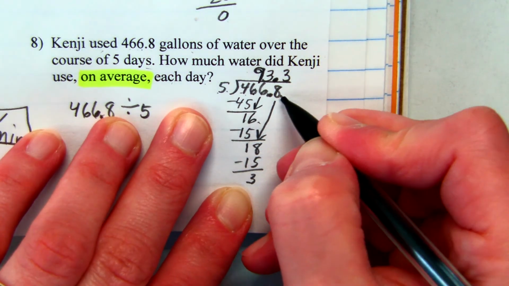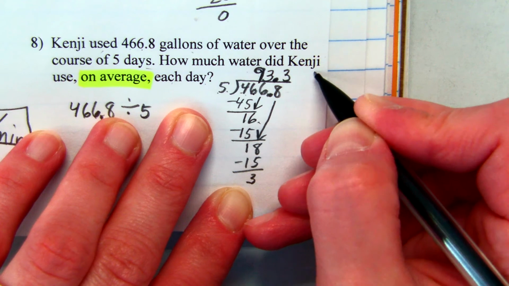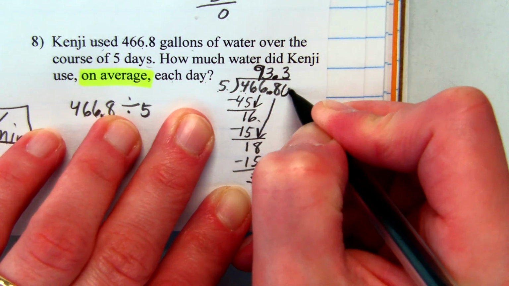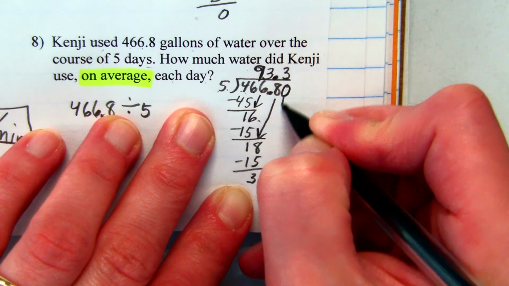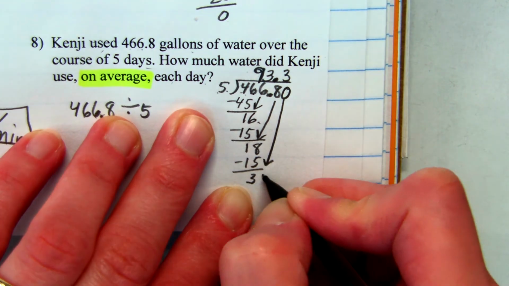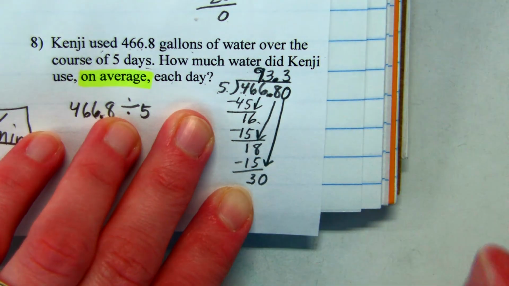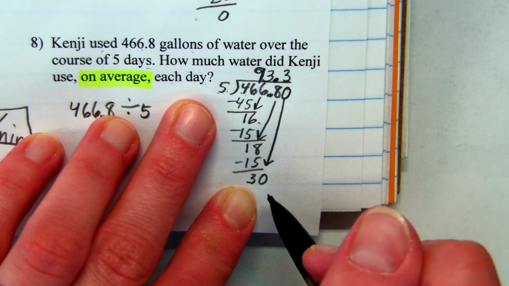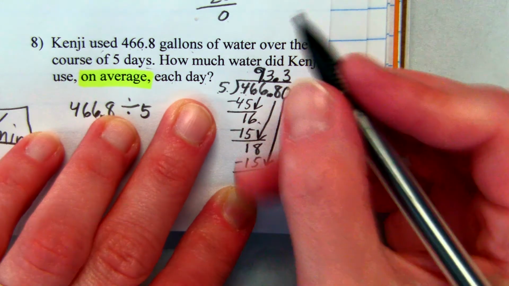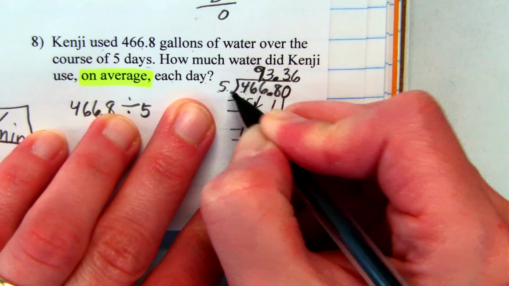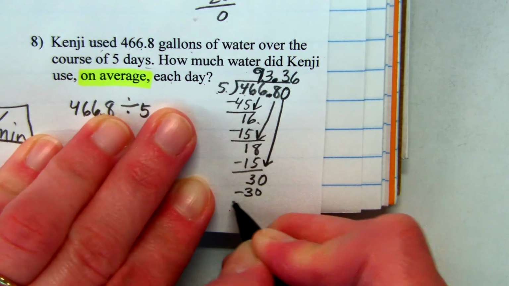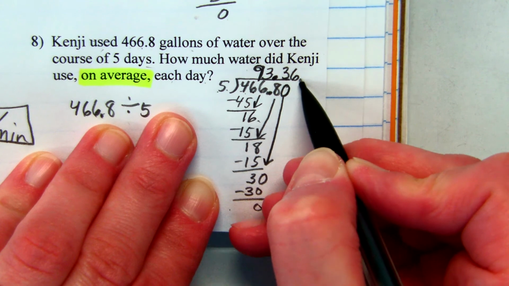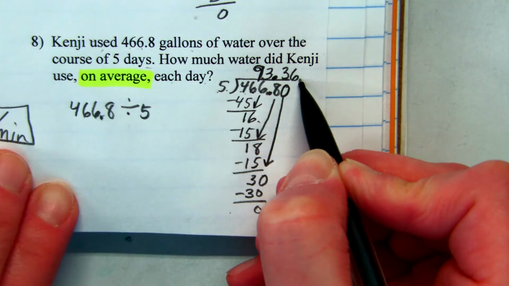And then I'm out of numbers, but I want to keep going until my decimal is either done or it's repeating. So I'm going to add a 0 because 0.8 and 0.80 are the same number. And I can bring this down and make it 30. You want to tell me what that would be? The 5 will go into 30 6 times. And so the 6 is going to go out here. 6 times 5 is 30. And subtract to get 0. So 93.36 is how much water he's using every day.